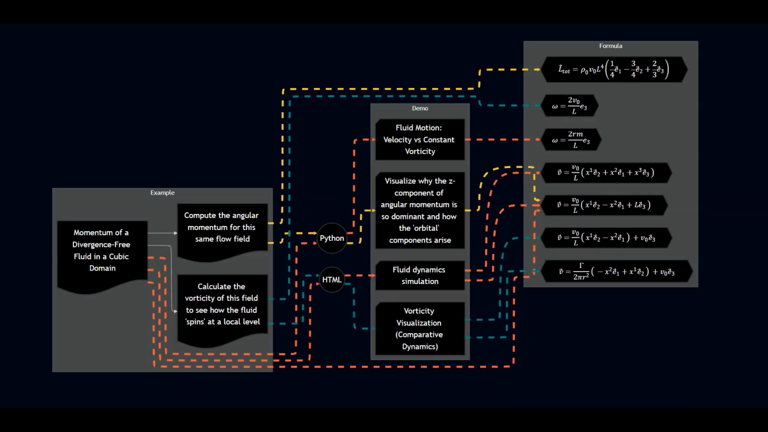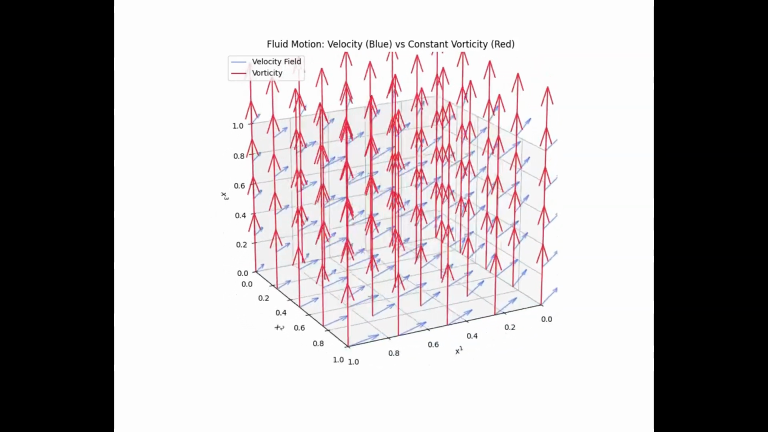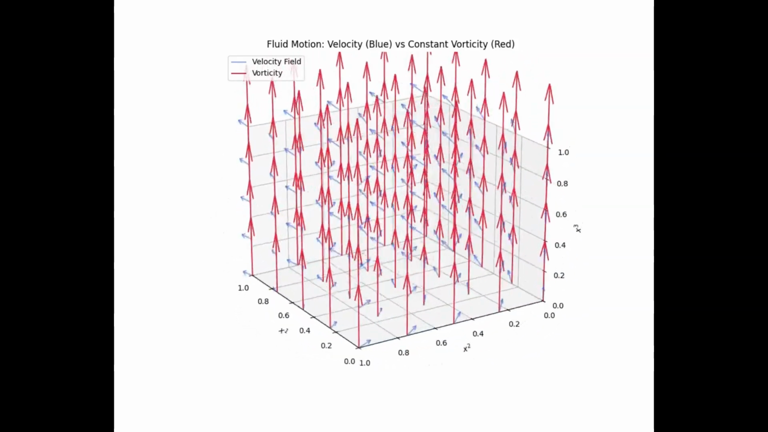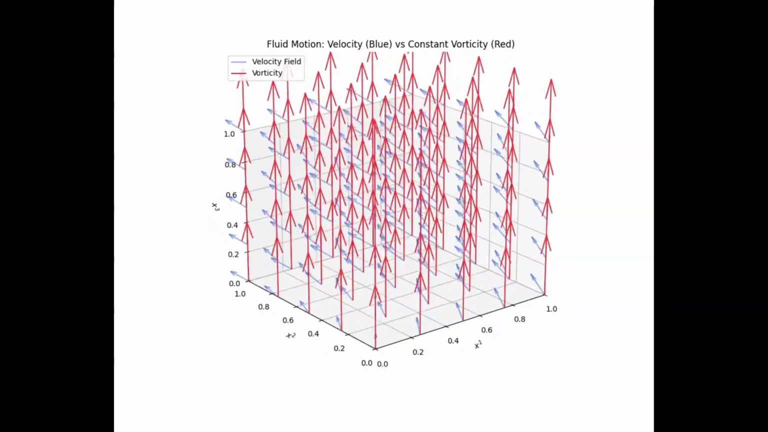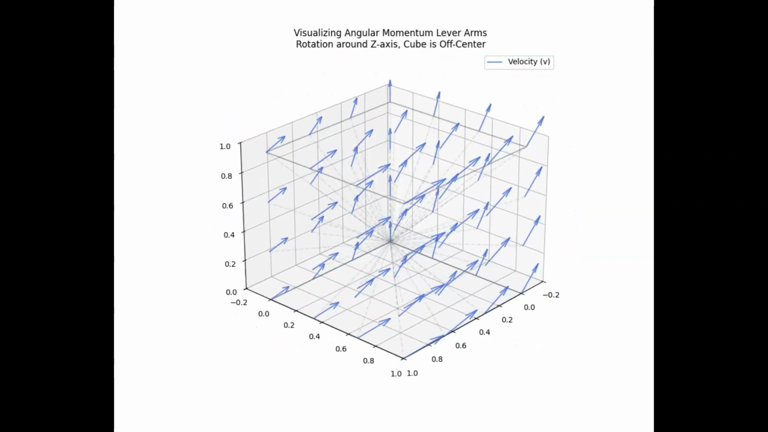Angular momentum and the lever arm. The total spin energy, or angular momentum of this cube, is also affected by its position. There are two main factors at play. The primary spin. The strongest component of the spin is aligned with the vertical axis, as the fluid is naturally rotating around it.